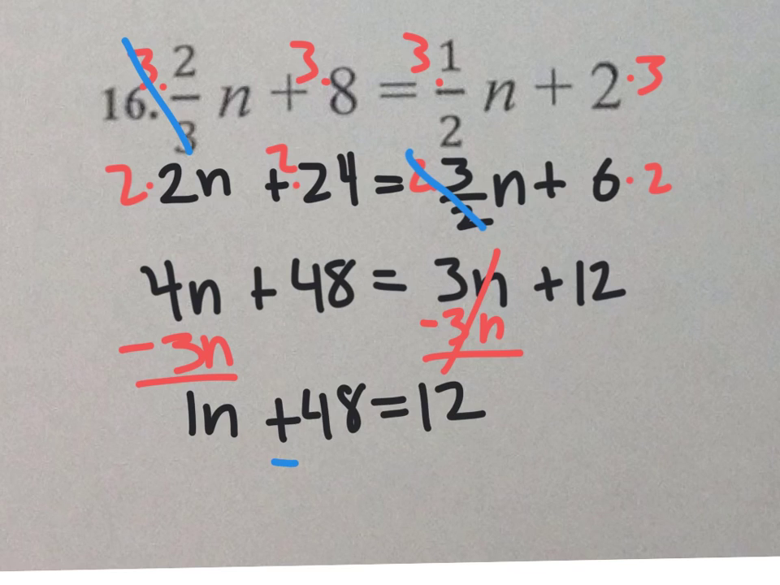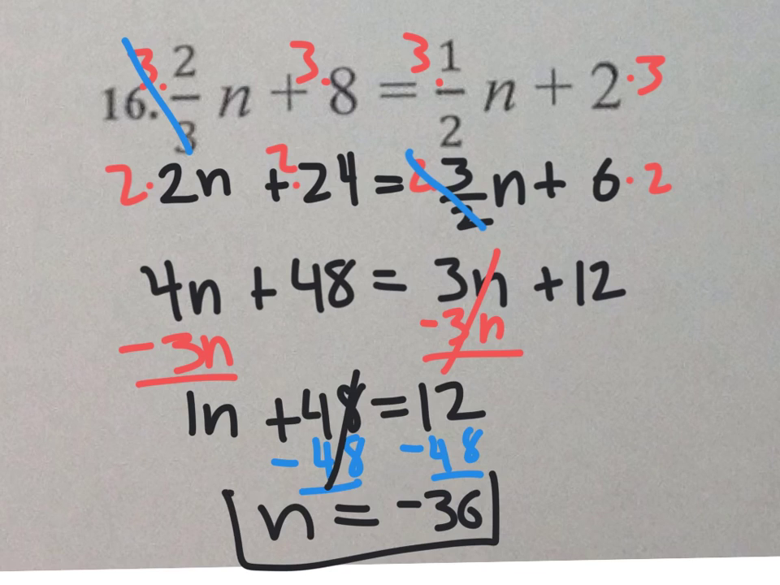So I need to get rid of that 48 by subtracting 48, and I will have n, because this guy canceled out, equals, that would be negative 36. N equals negative 36 is my final answer there. Now, this problem could be done a little bit faster.